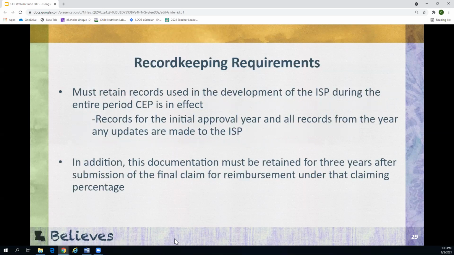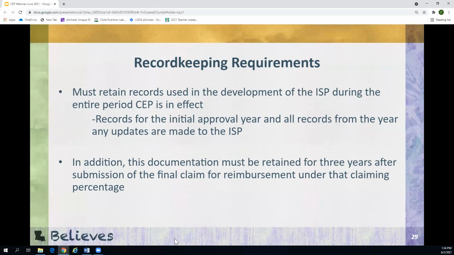So, record keeping requirements. You must retain records used in the development of the ISP during the entire period that CEP is in effect. And the records for that initial approval year and all records from that year and any updates that you may have made to your identified students. So it's very, very important that when you elect CEP, you have all of the backup to support those numbers. And that is not necessarily just a printout from your software system. You're going to need to have all of the backup.